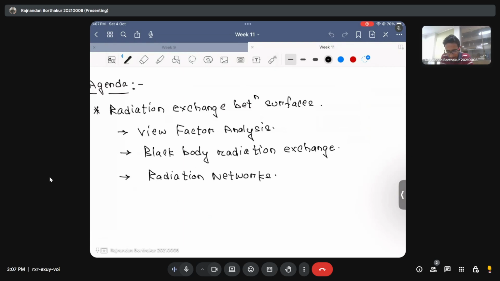I don't think that we can cover radiation network today, but this is the subsequent discussion that will follow after the discussions of view factors and black body radiation exchange. We will primarily cover view factor today, and if there is time, we will look into black body radiation exchange. As I said, this is a practical application involving view factors, for which we require the understanding of how to apply this knowledge of view factors to radiation exchange involving black and real bodies. All right, so let's get started.